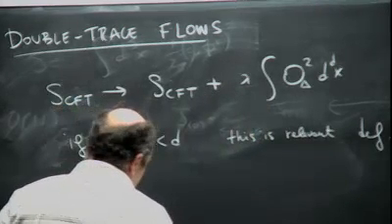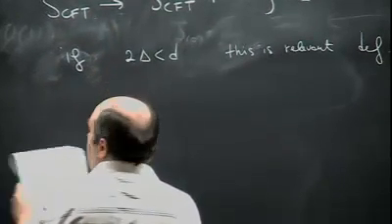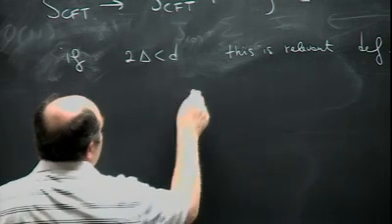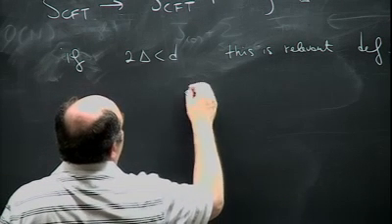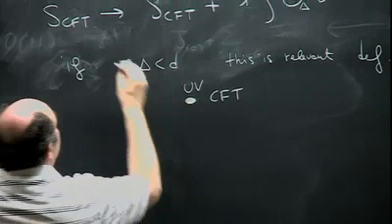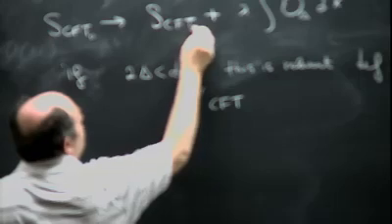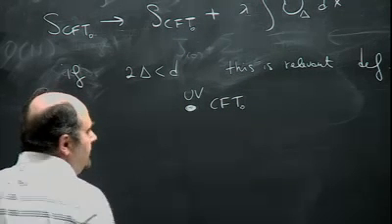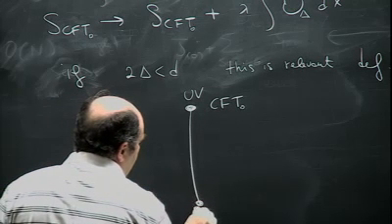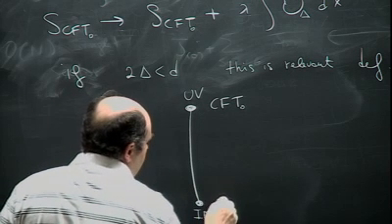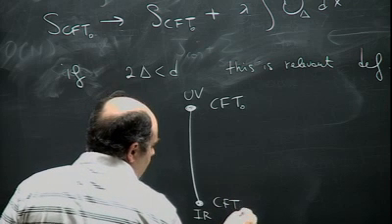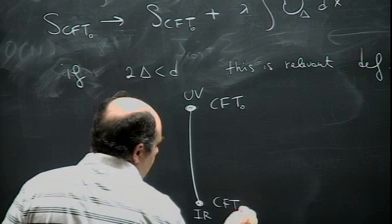One can show by large N techniques, similar to the ones that I did there, that there is a flow from the unperturbed CFT, let me call this CFT zero, in the UV to the new CFT, which I may call CFT IR.